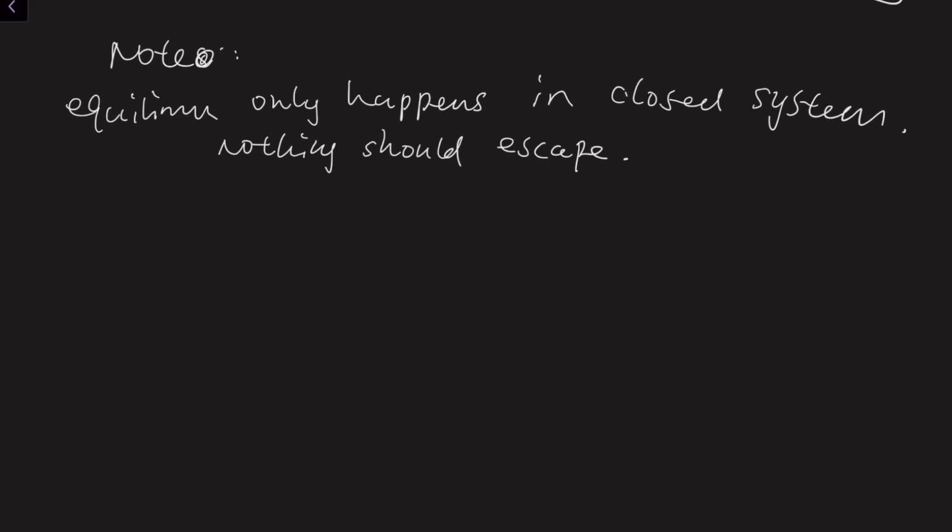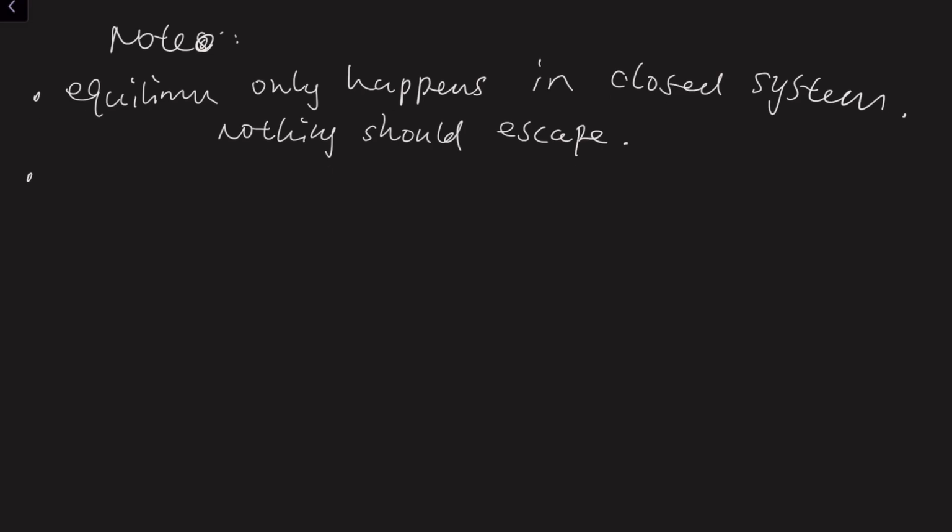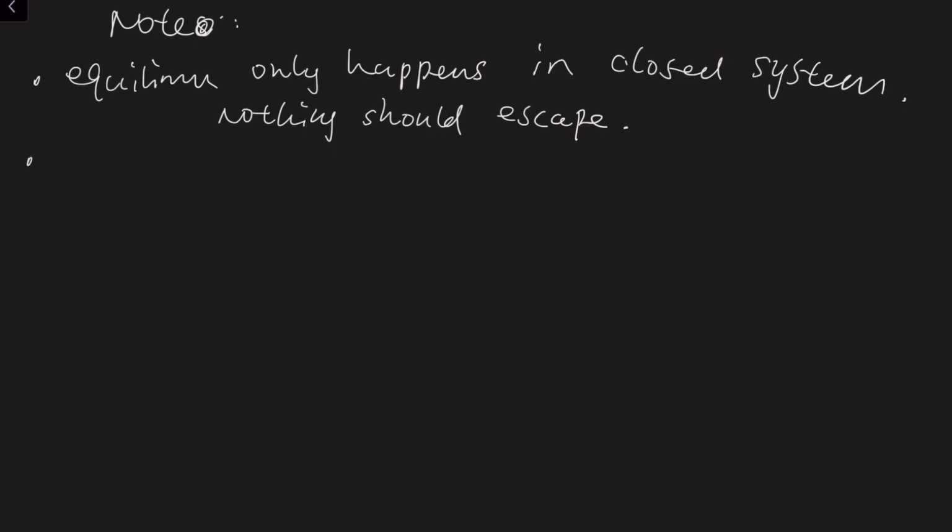We know that equilibrium can only happen when you have a closed system, when the product is actually there, so they can collide with each other and then reform the reactant. If you take the product away, there's no chance they can collide into each other and have equilibrium reaction going on.